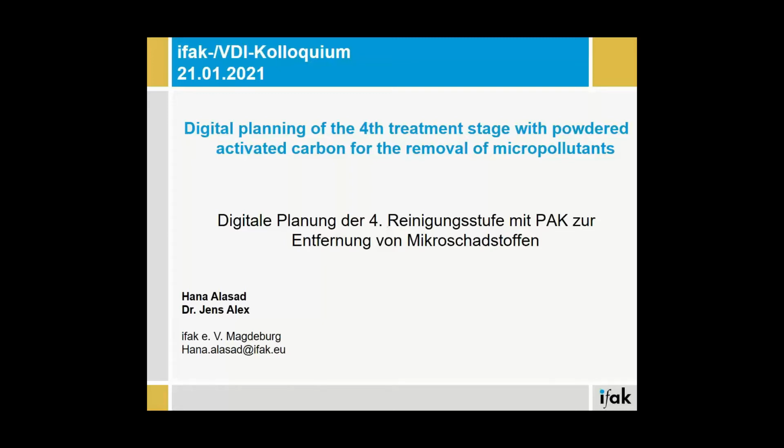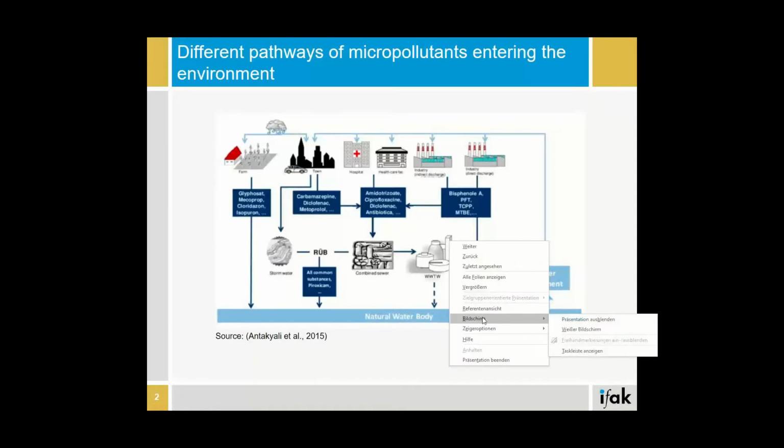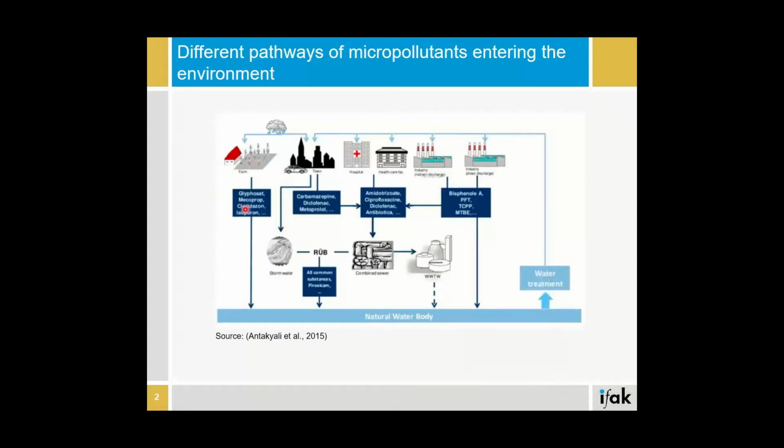So I will start with some basics. What are micropollutants? The term micropollutant basically represents the residues of chemicals such as pharmaceuticals, cosmetic products, pesticides, and biocides. These are released into the hydrological cycle mainly through the pathways shown here, as you can see, from farms, towns, households, hospitals, and healthcare centers.